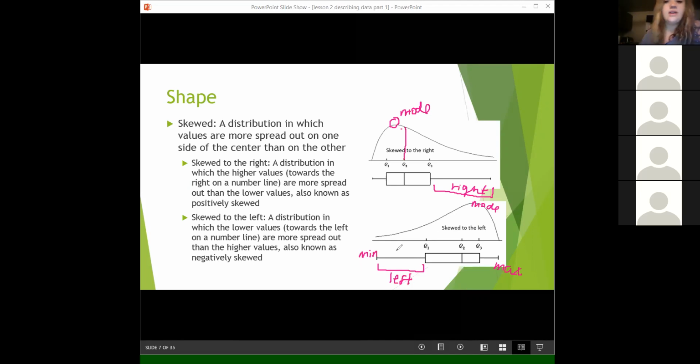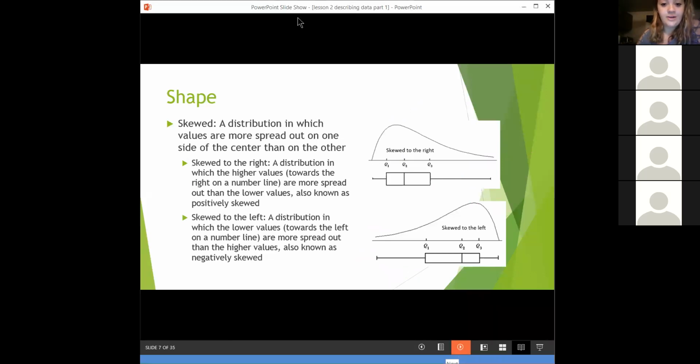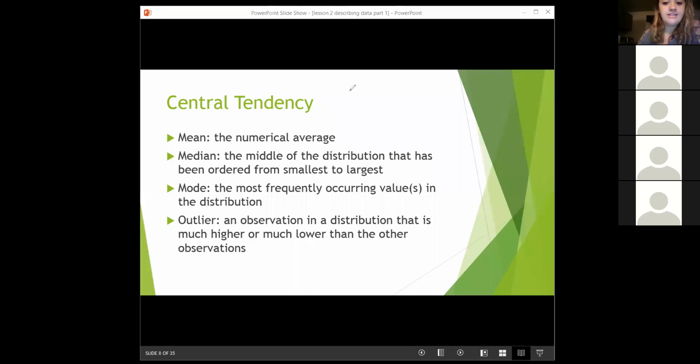Also, there are different names for these. Skewed to the right, we also call positively skewed, because these are the positive values that are more spread out over here. And skewed to the left, we also call a negative skew, because they are the negative values that are more spread out. I do not tutor in spelling, obviously.